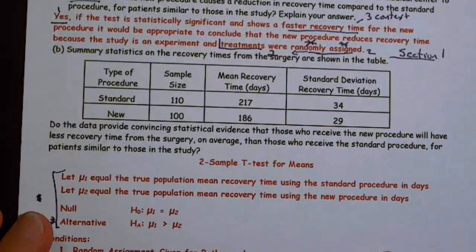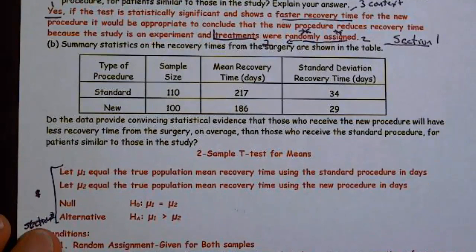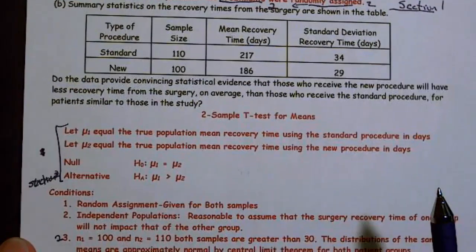So let mu1 equal the true population mean recovery time for the standard care, and I could have used mu-s. Let mu2 equal the true population mean recovery time for the new procedure in days, and I could have put mu-new. And we're saying the mean of the standard time takes longer than the mean of the new procedure. So mean of the standard takes longer than mean of the new. Real important that we have all that information.